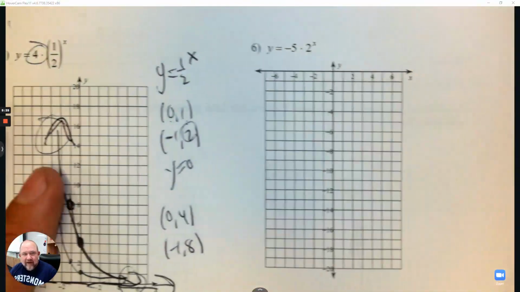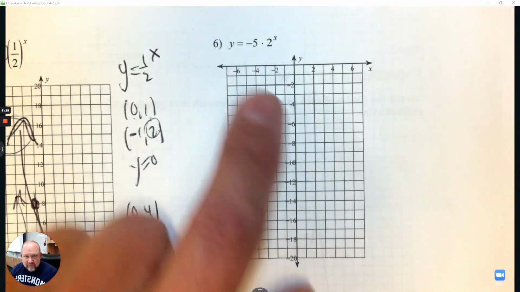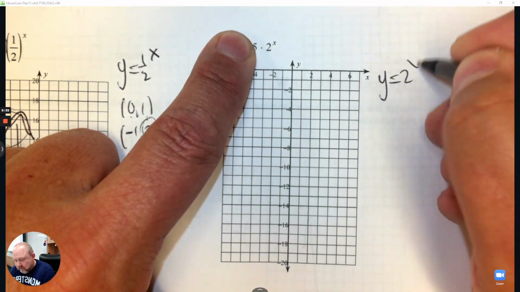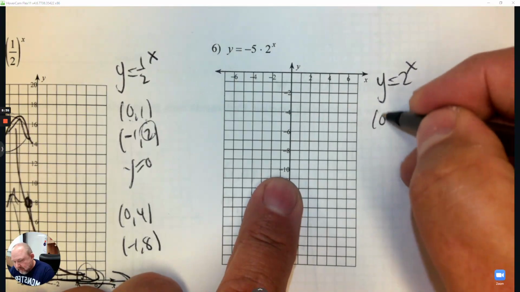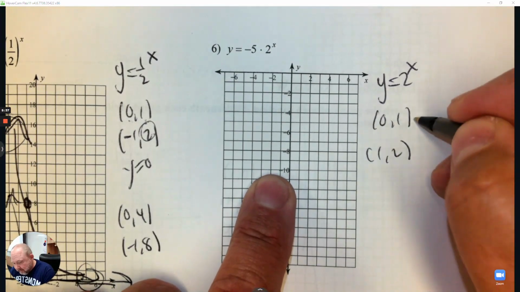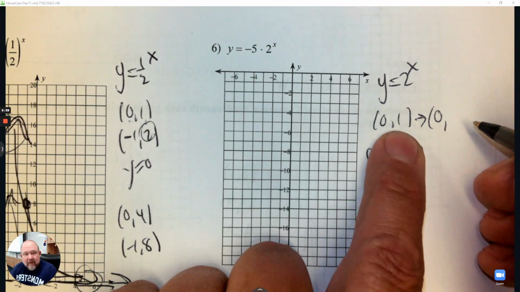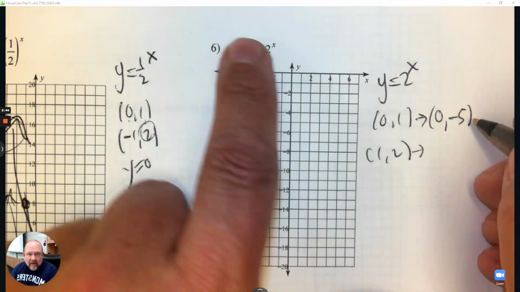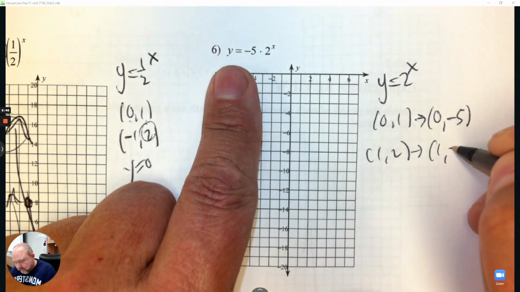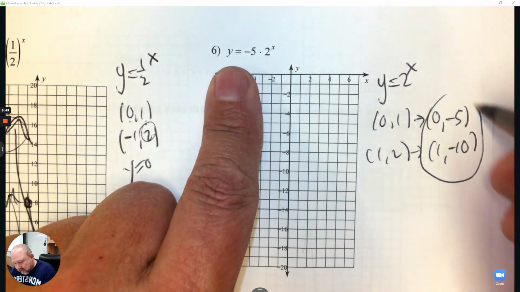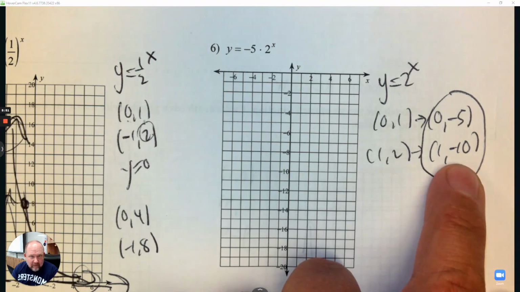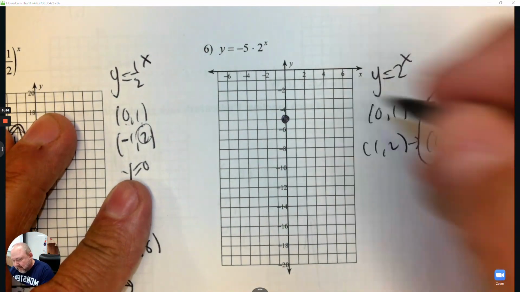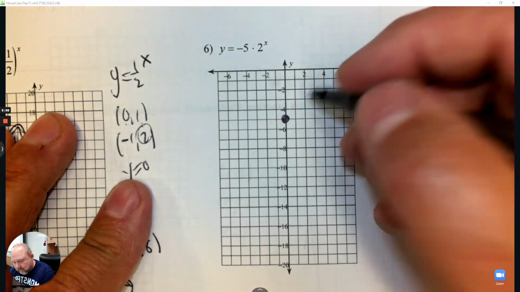All right, number 6, you try. Press pause, see if we can graph it. So again, I'm going to start with the basic exponential. And then the 2 points are 0, 1, and 1, 2. And then multiply to change them. So I'm only going to multiply the y value. So 1 times negative 5 and 2 times negative 5. So this is what I'm going to use. So I use this to get to what I want. That's what I want. So I'm going to find 0, negative 5. I'm going to find 1 and negative 10.